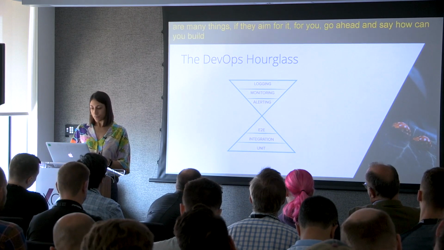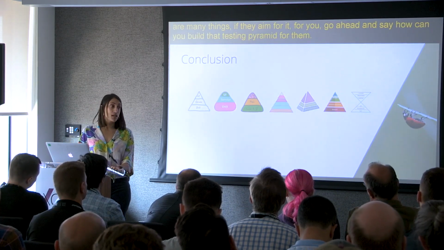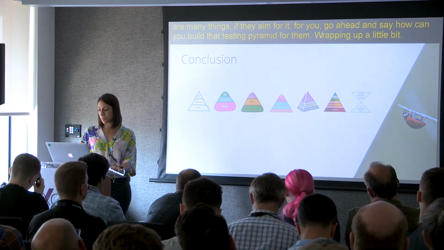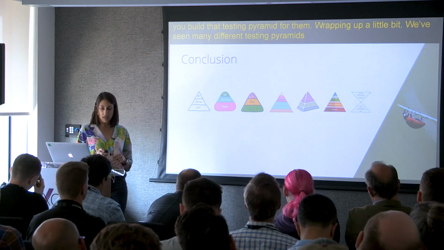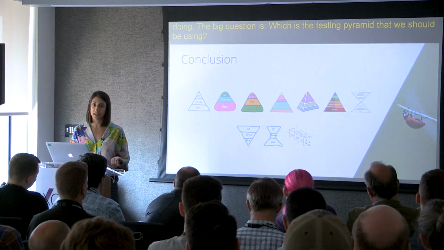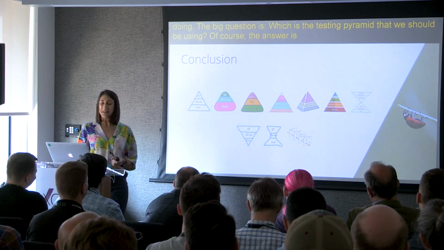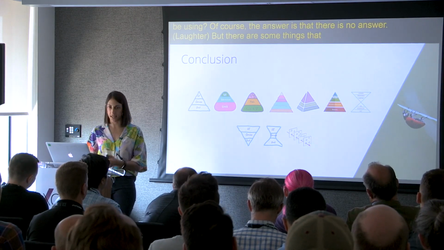So, wrapping up a little bit. We've seen many, many different testing pyramids, from Mike Cohn's testing pyramid to the DevOps hourglass. And we've also seen some of the patterns or things that you want to avoid doing. So the big question is, which is the testing pyramid that we should be using? And of course, the answer is that there is no answer. But there are some things that you can do in order to build your own testing pyramid.